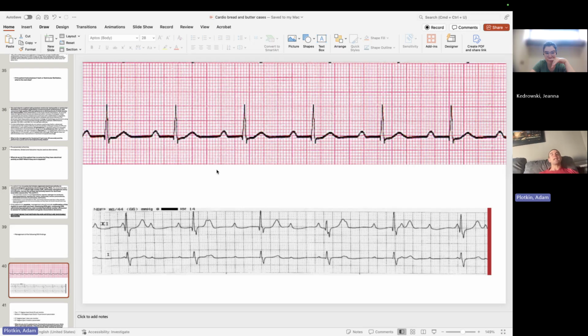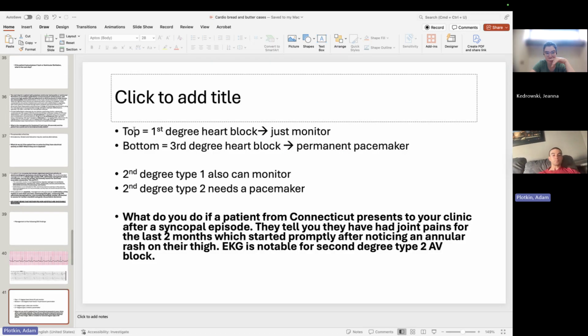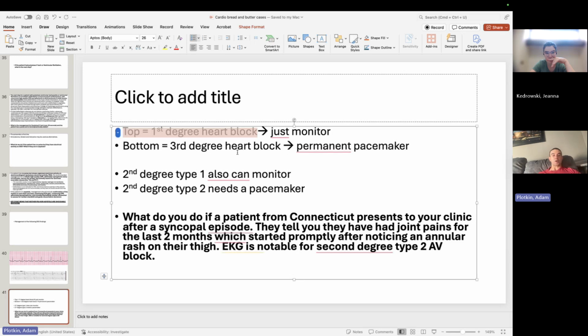But again, even if I didn't know whether this is third degree or second degree type 2, I can't remember, pacemaker, right? Pacemaker, pacemaker, pacemaker. So first degree heart block, monitor. Third degree, pacemaker. If it's second degree type 1, where it's longer, longer, drop, we can also just monitor. If it's second degree type 2, where the PR interval is constant, and then we drop, we need to put a pacemaker in. Does that all sound familiar? I've got examples of those coming up in a second.